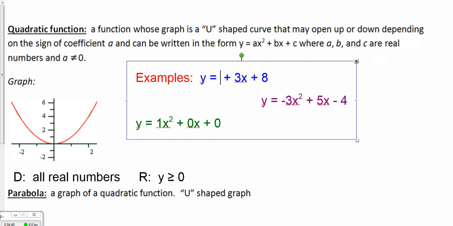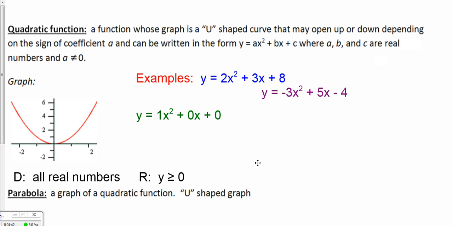But since we do have those in there, that makes it quadratic because we have an x squared term. If there's an x squared term, that's going to make it quadratic, give it this U shape. Now in this example, y equals -3x squared plus 5x minus 4, this is where we would have a U-shape that goes down, something like this. Because this is negative right here, this graph would go downwards.